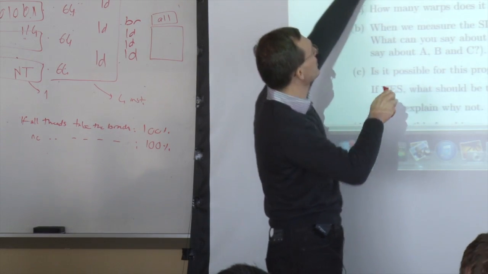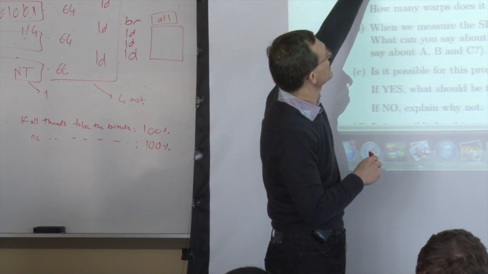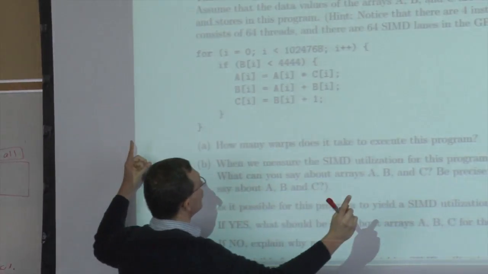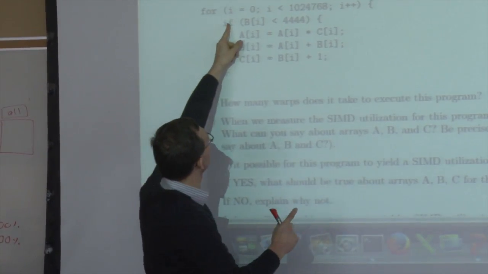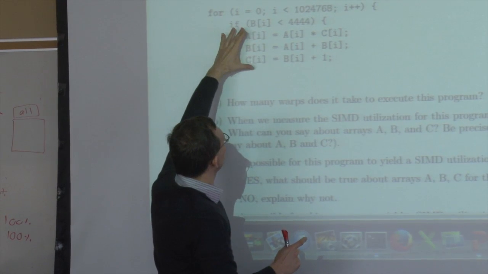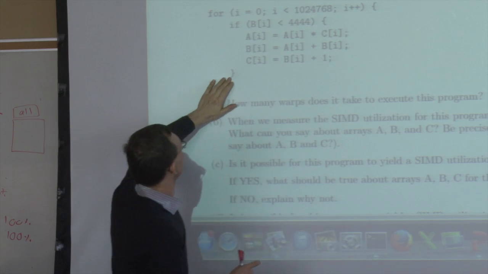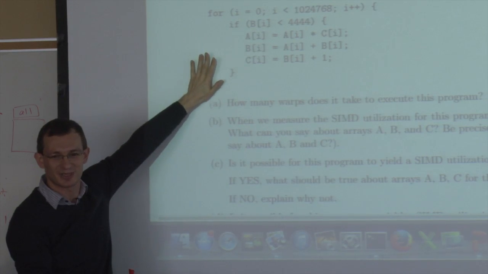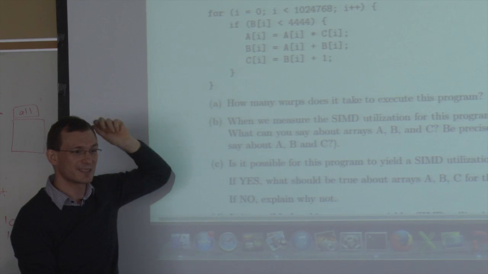So if none of the threads actually take this branch, if none of the threads go into this loop, one warp will execute the branch, and they will go to whatever code comes after that. And we don't have anything over there, so you don't need to deal with that. Does that make sense?